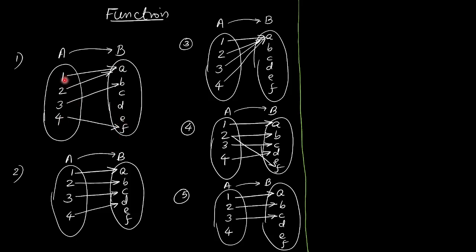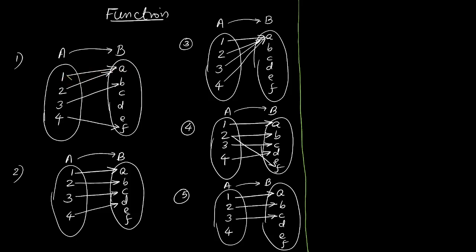Meaning that, what is the image of 1? The image of 1 is A. Image means 1 is related to which element? That is the meaning. What is the image of 1? The image of 1 is A. It is a single image. 1 has only a single image.